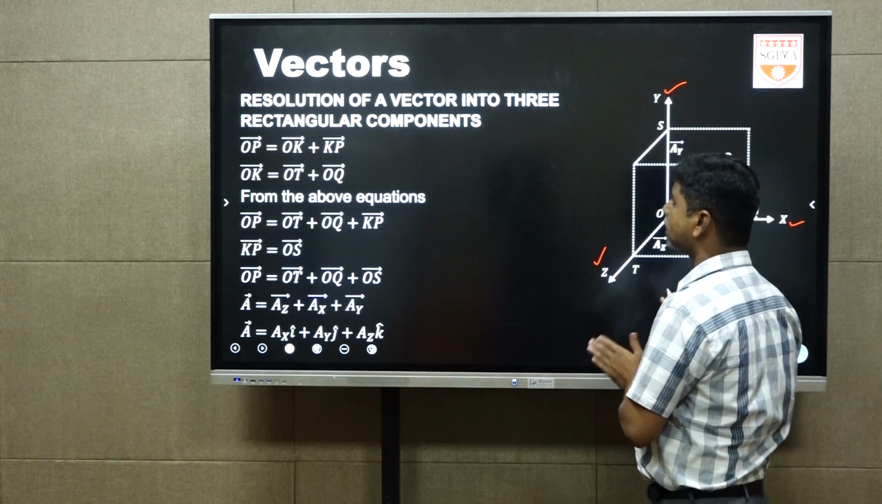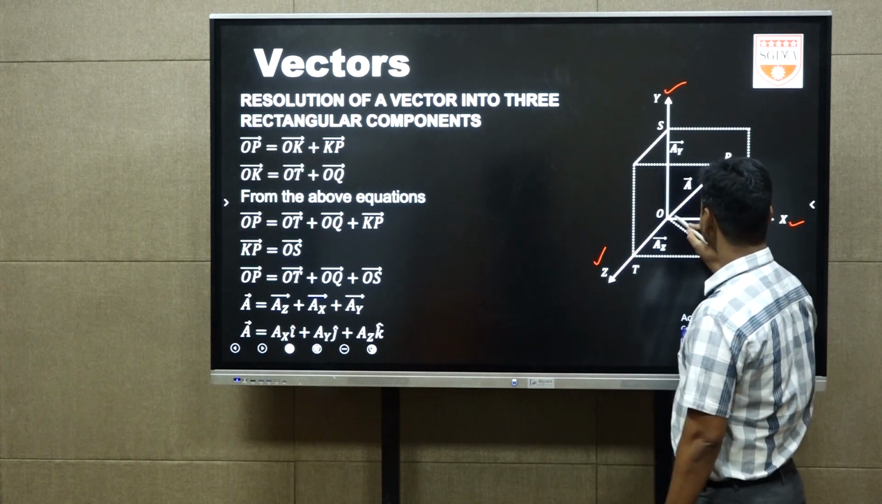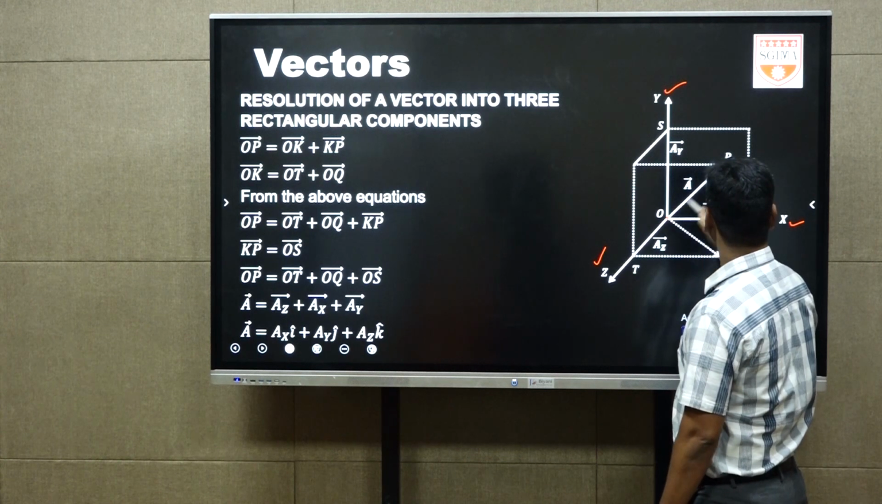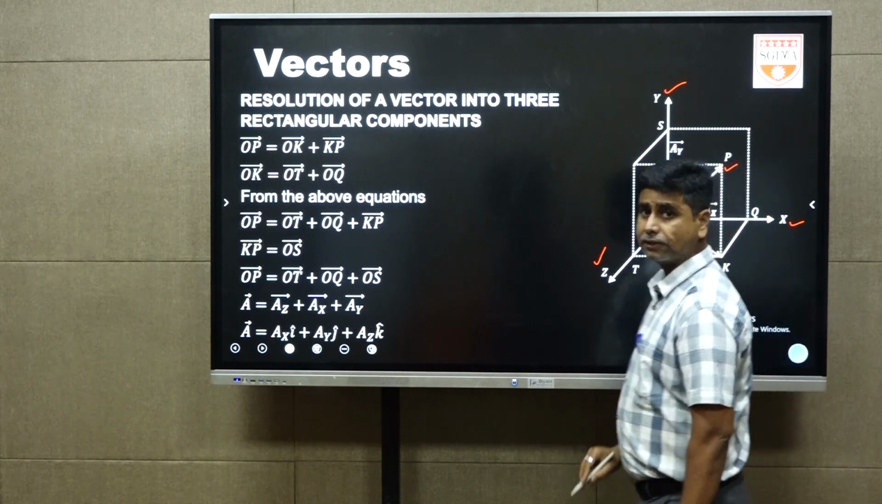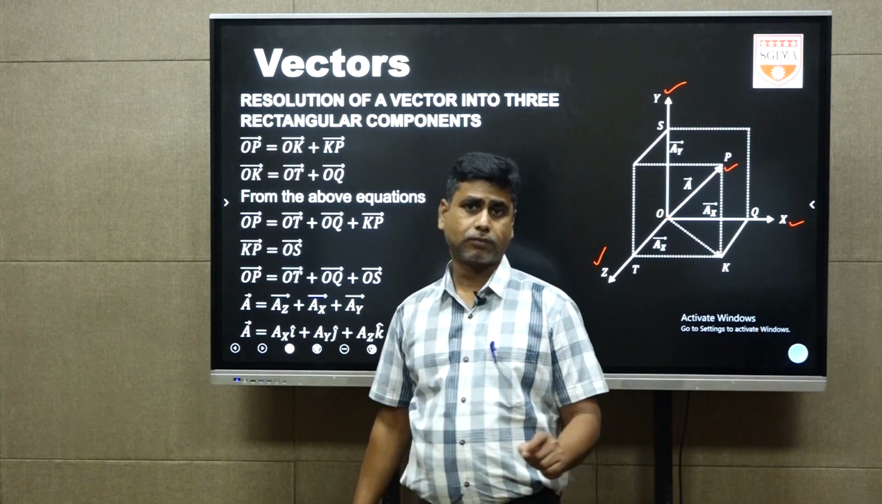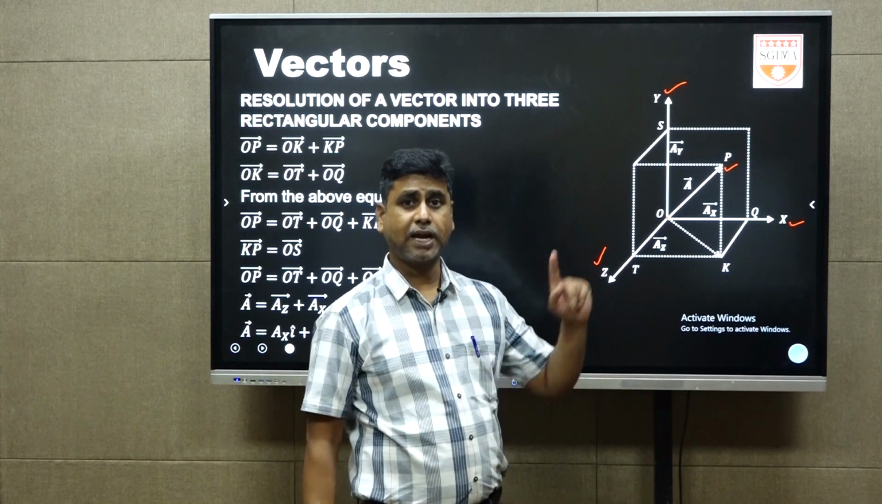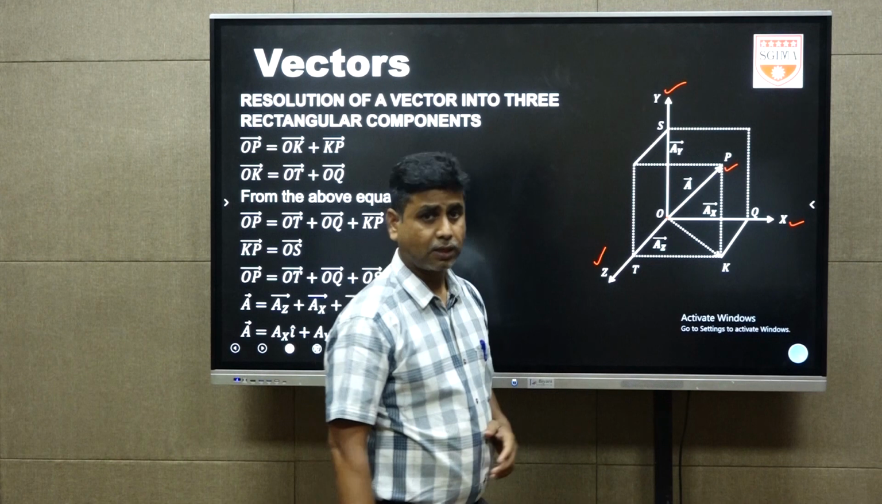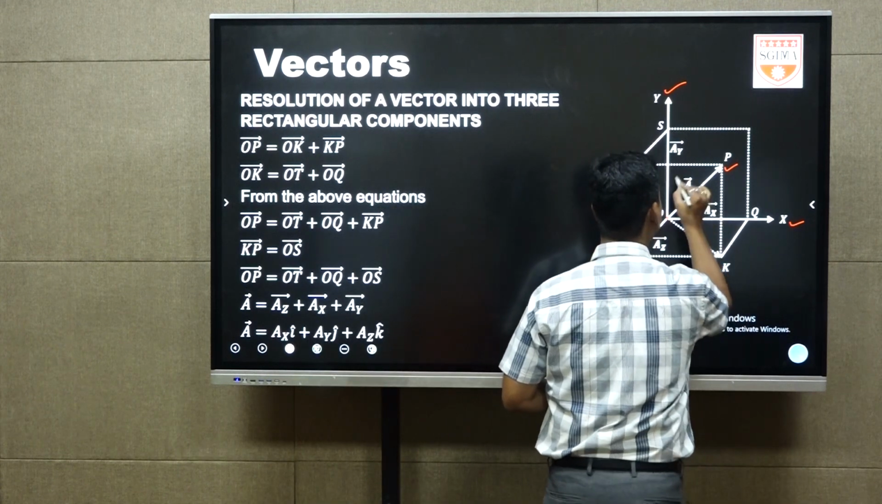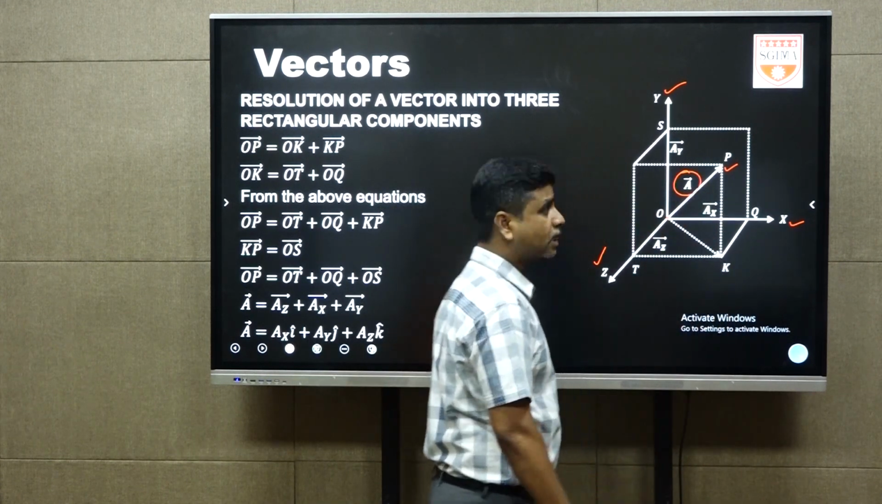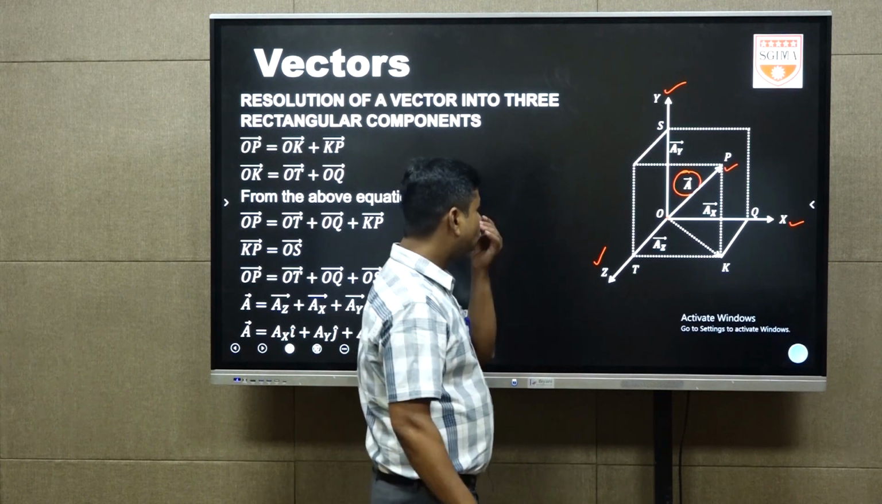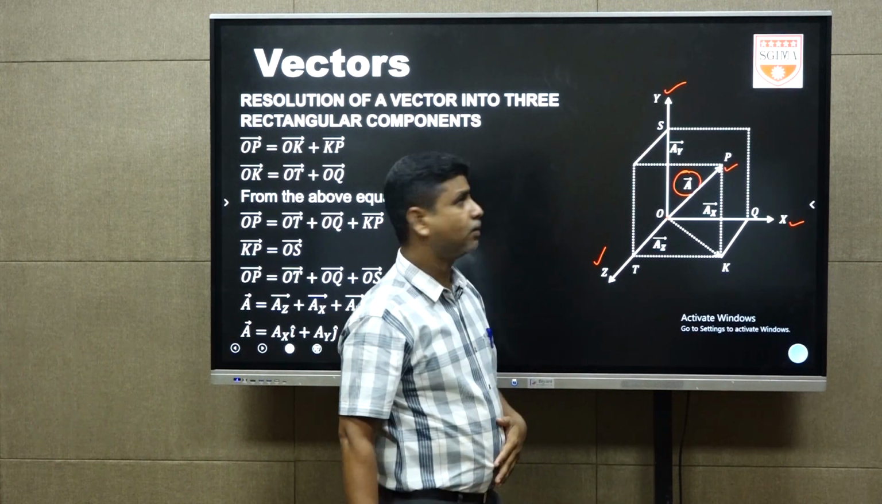In this three-dimensional coordinate system, let us consider a vector OP. This is the point O and this point is P. The tail is coincident at O, that is the origin. The head of the vector is coincident at P. This OP equals A bar. Now we will calculate how to take its components.